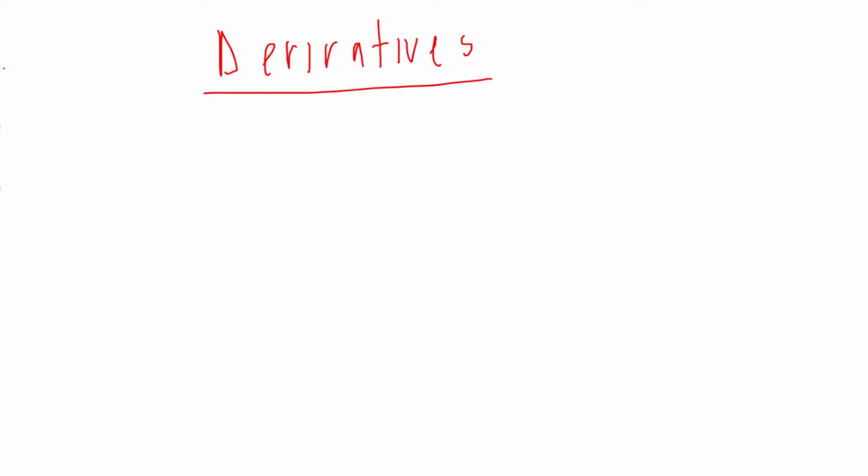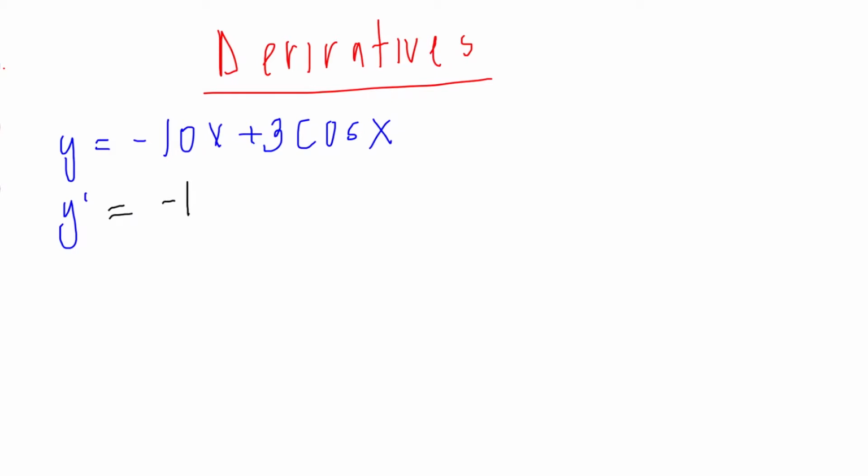Okay, let's get started. So, assume that we have a function which is y equals minus 10x plus 3 cos x. Let's say we have that function, and it's of course a trigonometric function because it contains cos. So the way to find its derivative is simple. We are going to find y prime. The derivative of minus 10x would just be minus 10.